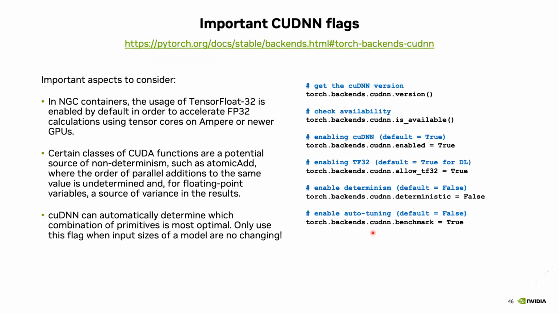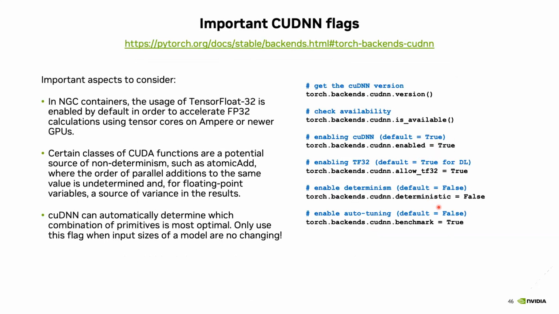Some important cuDNN flags show how to make things faster, because all of the frameworks use cuDNN as a backend to do all the compute. A few examples here. First is, of course, enabling cuDNN. By default, it's enabled, it's true. Next, allow automatic usage of the TF32 data format. You remember that's something between FP32 and FP16.